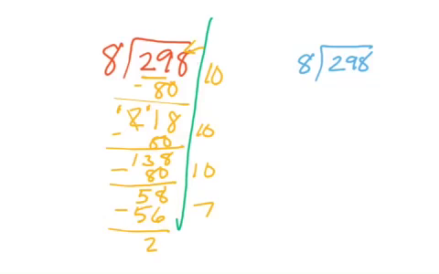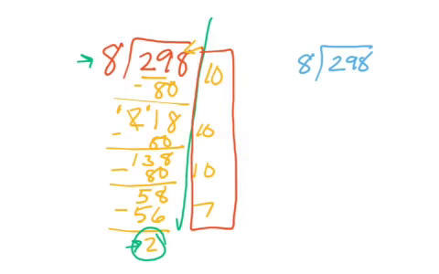Now, here's where I have to stop and think. Here's my divisor. It's 8. Here's what I have left over. It's 2. 8 does not go into 2, so my 2 actually ends up being my remainder. It's what's left over. Now, in order to find my quotient, I'm going to take all of these numbers over here and add them up. 10, 20, 30, 37. And I have a remainder this time. My remainder is 2. That's what's left over.